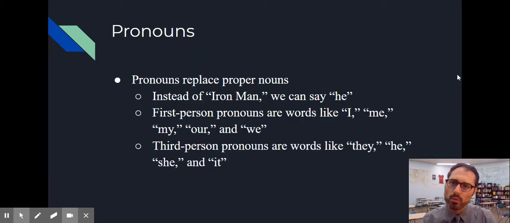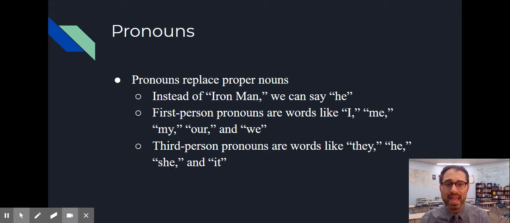The last piece we need to know before we go ahead are pronouns. Now, pronouns replace proper nouns. Instead of saying Iron Man, we can say he. He is a pronoun. Our point of view is going to be based on the pronouns that we use. So we're going to see first-person pronouns like I, me, my, our, and we. And we're going to see third-person pronouns like they, he, she, and it.